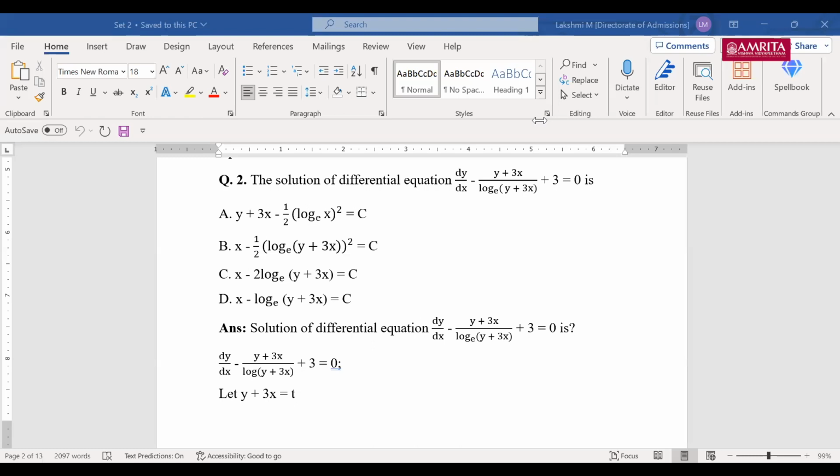Please do solve this with me. That is very important. And even if you are stuck, just note down how it is solved. Okay. Another vote for C. Okay, 2 or 3 students have opted for C: x minus 2 log of (y plus 3x) is equal to C. Okay, I'll not delay it again. We'll just discuss this question.